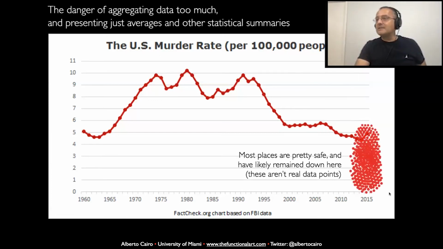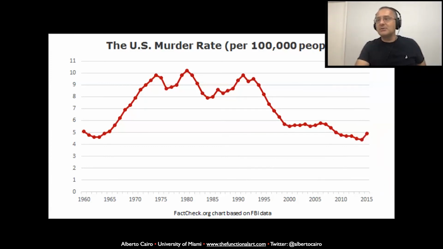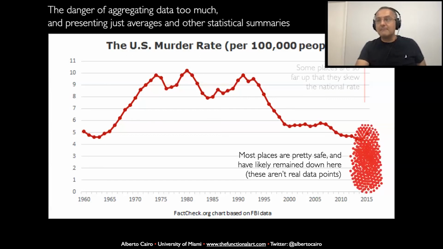But when you have a distribution that has such a huge range, and not only that, that is highly skewed, probably distorted by a few extreme values such as this one, you cannot just show the national rate, because if you show just the national rate, you are not informing people, you are misinforming them. You can show that, but then you need to explain it or try to show it.